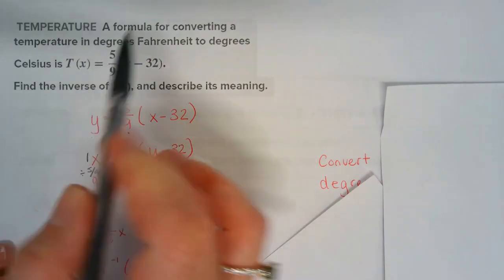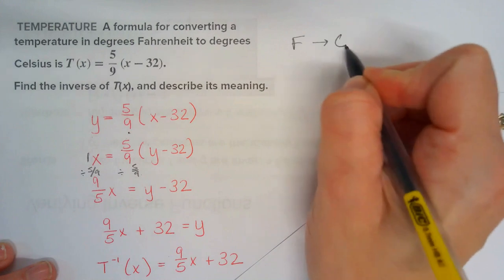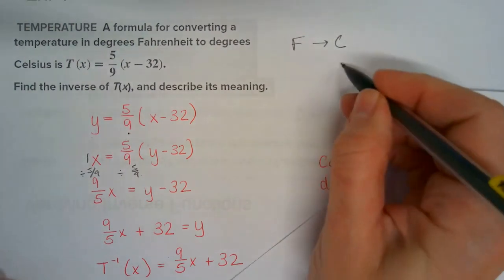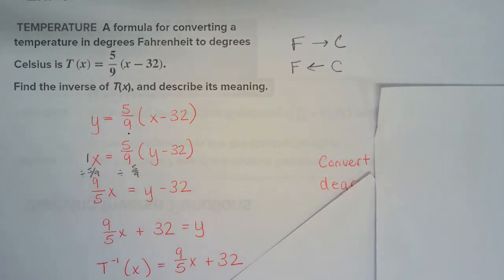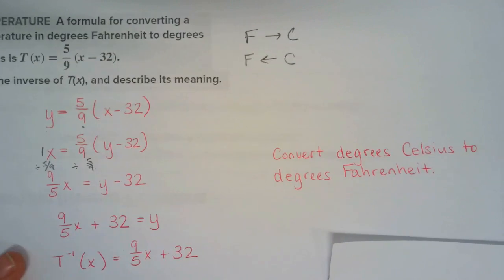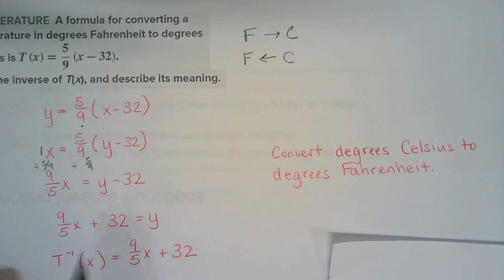So this formula went from Fahrenheit to Celsius. So my inverse has to go the other direction. That's what an inverse does. It takes you back to where you were. So that means I'm going to be converting Celsius degrees to Fahrenheit degrees. That's what this inverse function will find. So the inverse always swaps it out and makes it the opposite direction. So if I was going towards the gas station, the inverse of that is I went from the gas station back home.